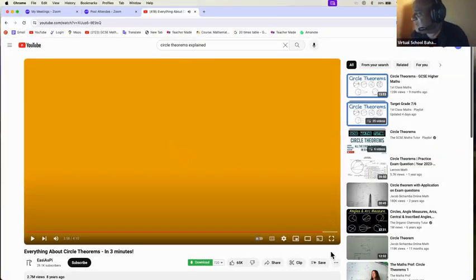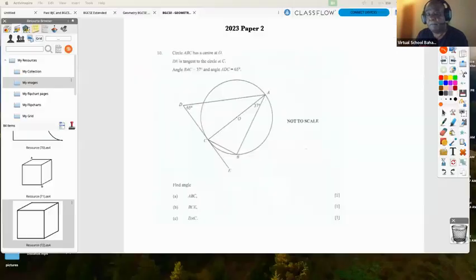So there are 7 theorems. Most times, let me show you on my screen, 3 theorems they will be testing you on. 1, the alternate segment theorem. 2, angle in a semicircle. And then you have to make a calculation.